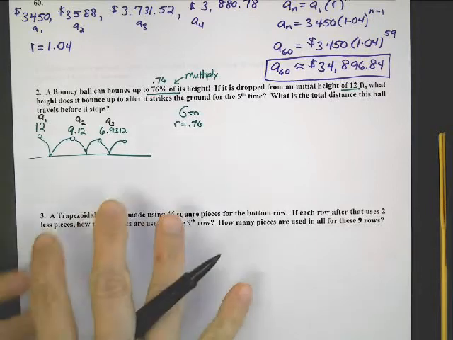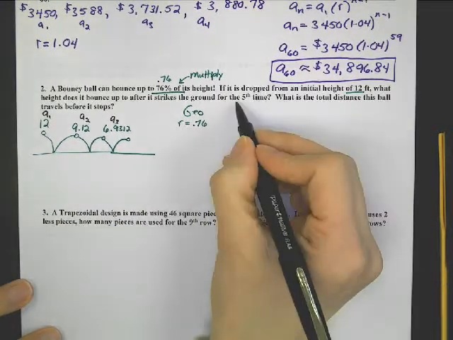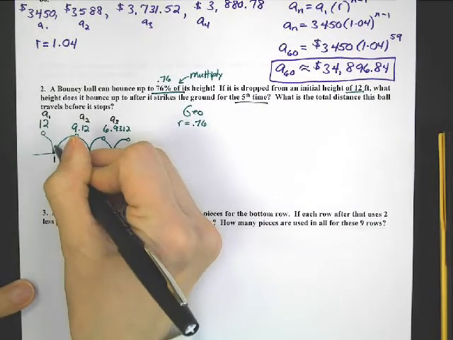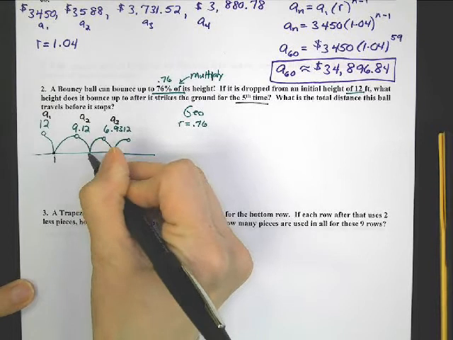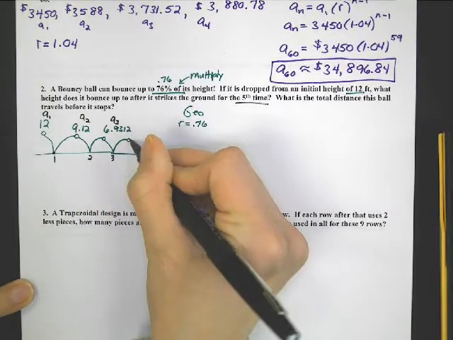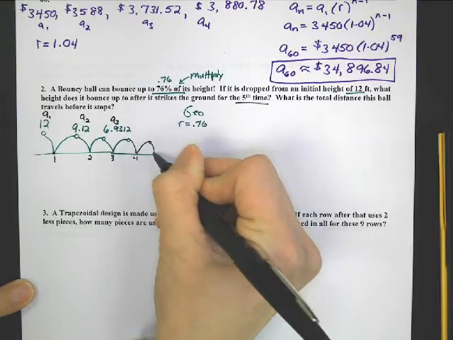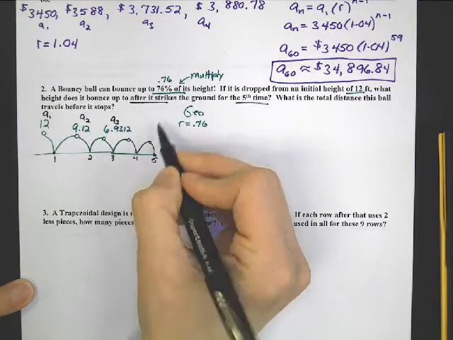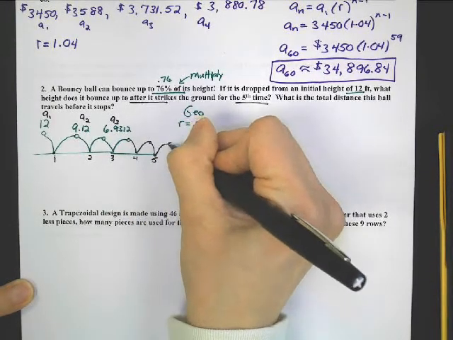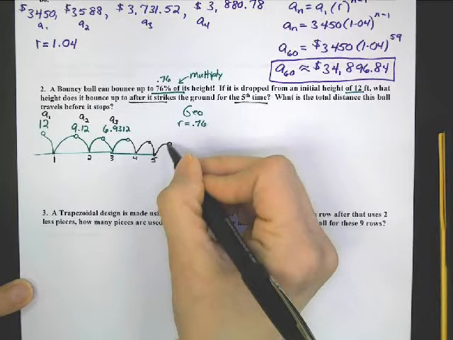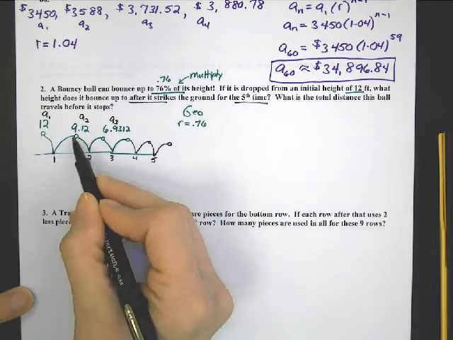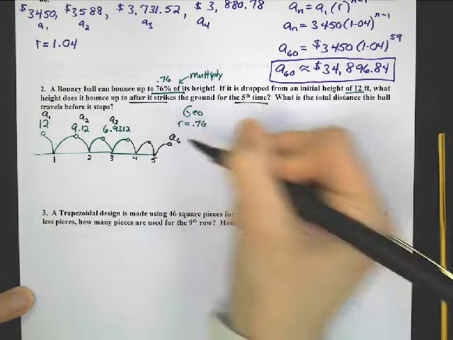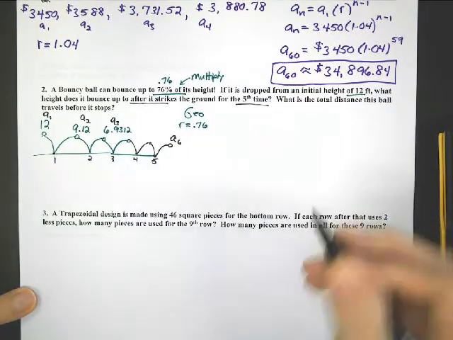So it says, what height does it bounce up to after it strikes the ground for the 5th time? I'm going to look at my picture to make sure, because the number one mistake people make is they find the wrong term. This is the ball hitting the ground the first time, the second time, the third time, the fourth time. Here's the 5th time it strikes the ground. It says after it strikes the ground for the 5th time, what height does it reach? So that's a height, that's a term: A1, A2, A3, A4, A5. So they actually want me to find A sub 6. Okay, let's do this.